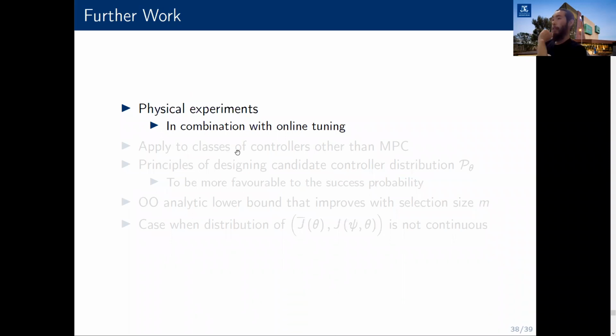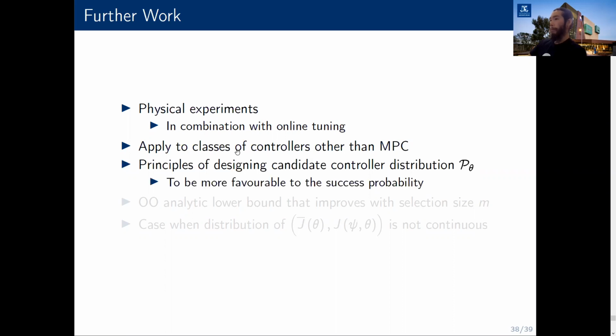In terms of some future work, some of these results were obtained towards the tail end of last year, so we haven't had an opportunity to combine this offline tuning approach and complement it with online tuning, so that could be done in the future. We also just looked at doing this for MPC, so we could try applying this to some other classes of controllers. Another interesting thing is whether there's some way of designing this mechanism for generating candidate controllers to be more favorable to the success probability.